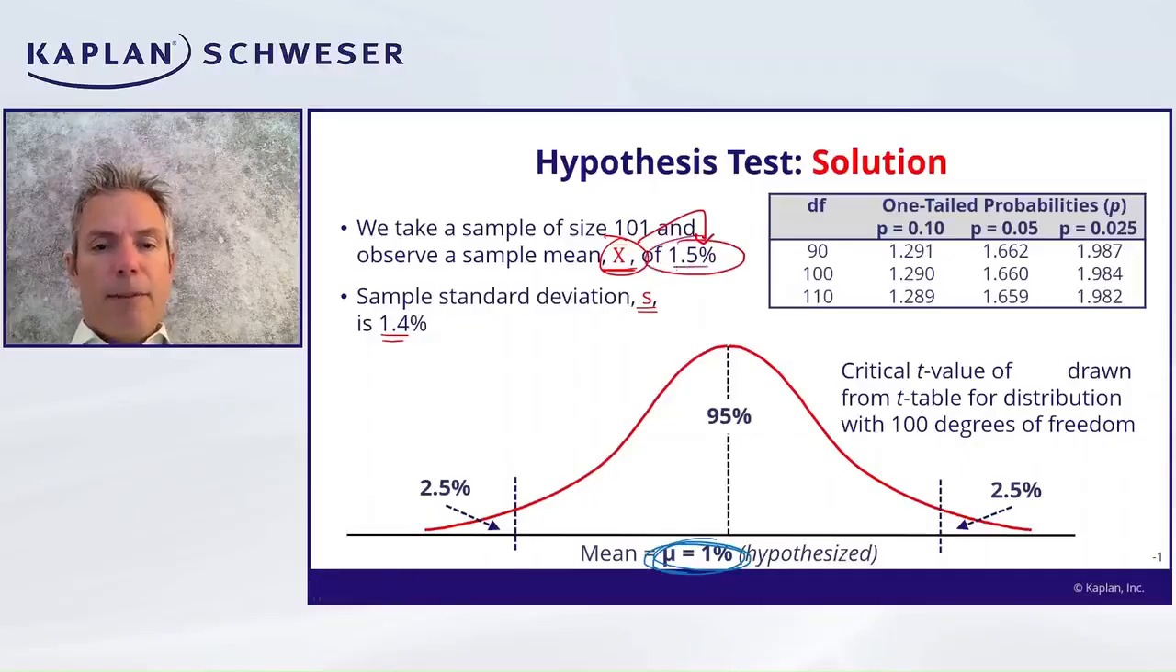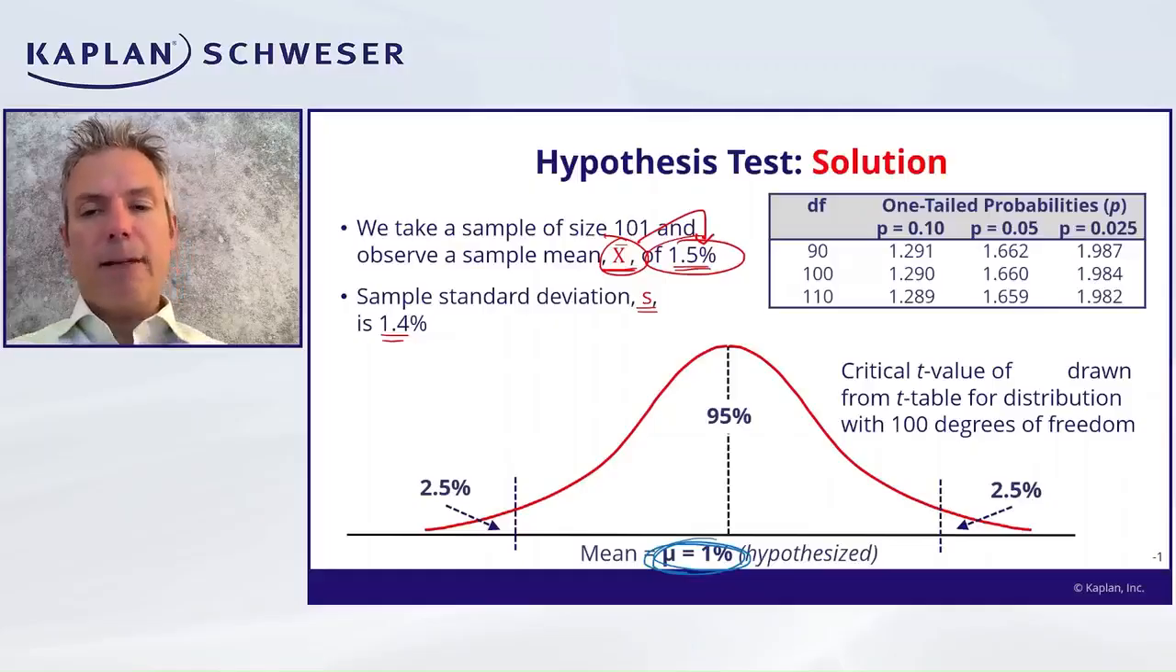x bar of 1.5% is 0.5% away from the true mu that we've hypothesized. But that's not how we think about distances when we're dealing with statistics. When we think about distances, when we deal with statistics, we think about number of standard errors or number of units of dispersion away from a mean.